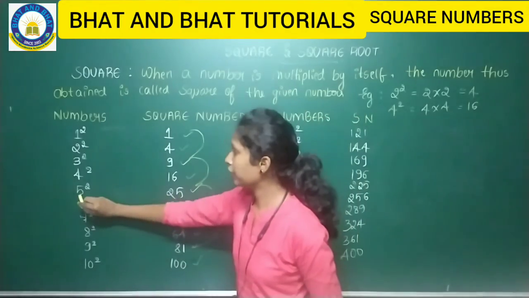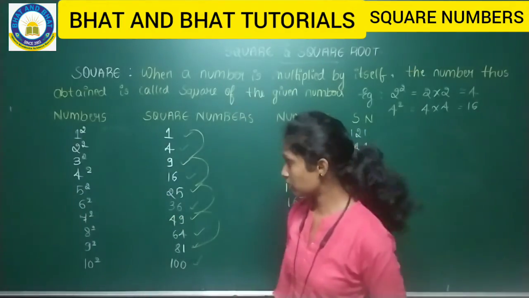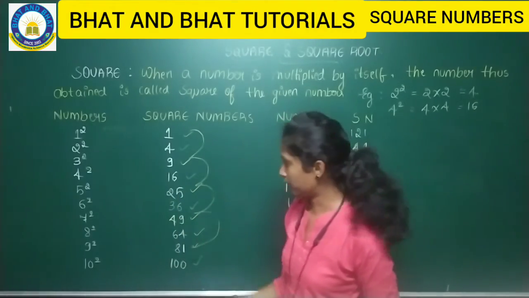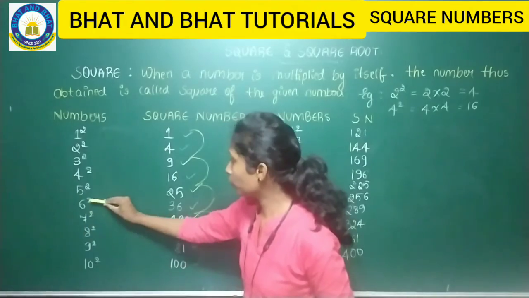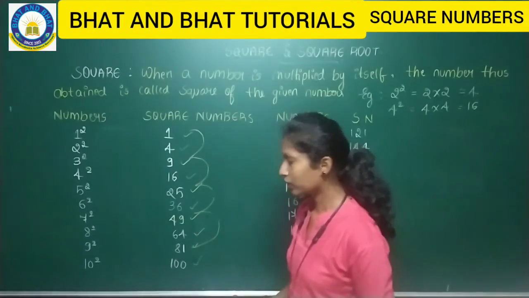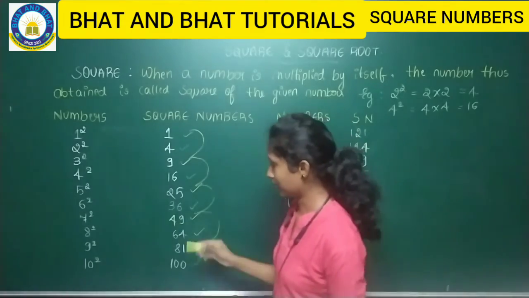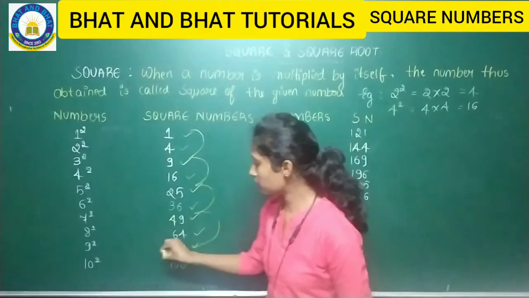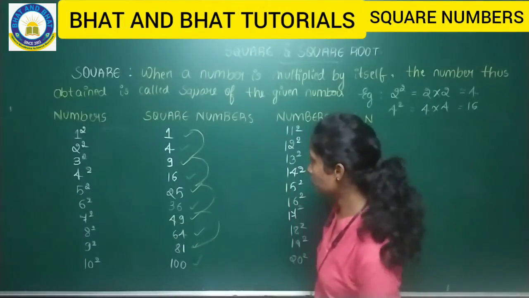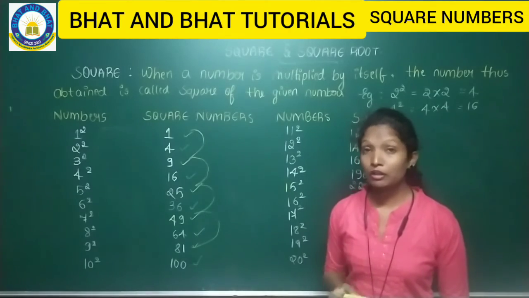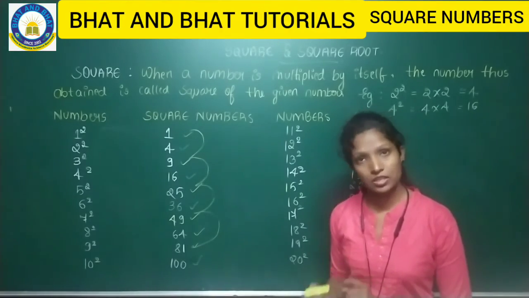In the same way, if I go with 5, 5 is an odd number. 5 fives are 25. 25 is an odd number again. And if I go with 7, 7 sevens are 49. 7 is an odd number, 49 is also an odd number. And if I go with 9, 9 nines are 81 and both are odd numbers. So easily we can tell that the square of the odd numbers is always odd.